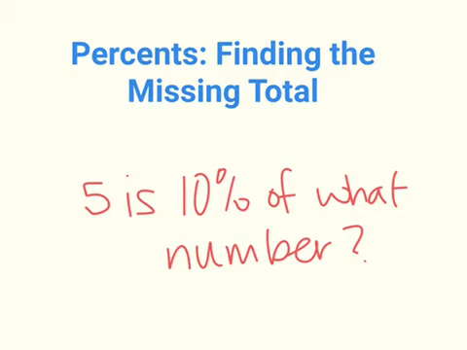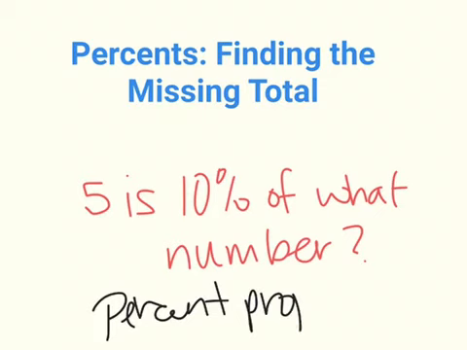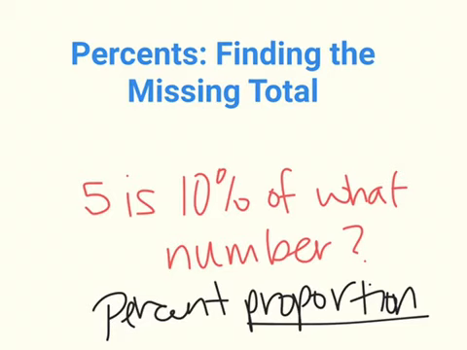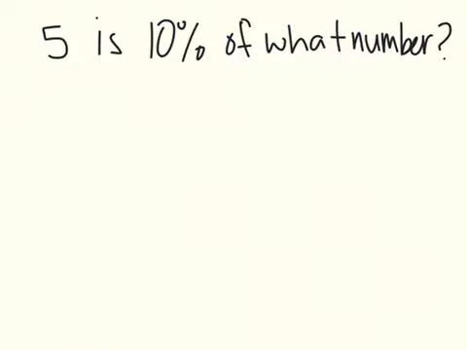And basically what we're going to do is use the idea of a percent proportion. And I'm going to write that on the screen. A proportion is the same thing as an equivalent ratio, and you're going to see that as we work through the examples. So let's take a look at the example that I had written on the previous screen. It says 5 is 10% of what number? We are going to use the same equation every single time that we go to solve a problem like this.